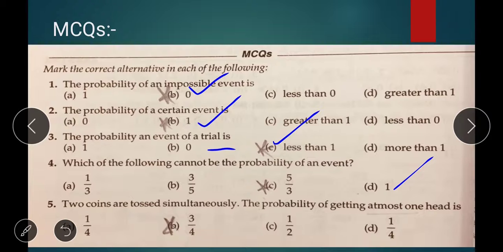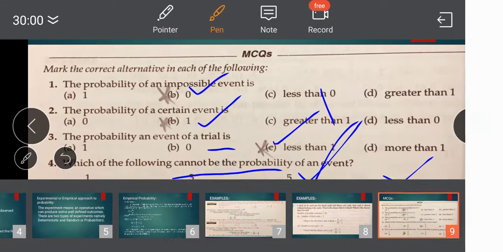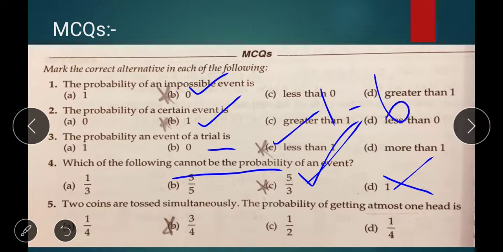But take 5 by 3. Here we have to find which of the following cannot be the probability. 5 by 3 is 1.666. Students listen, 1.6 is more than 1, greater than 1. So which of the following cannot be the probability of an event? 5 by 3. This is the correct answer.